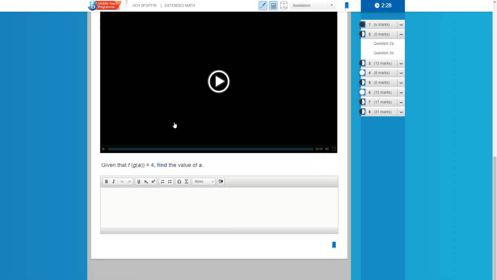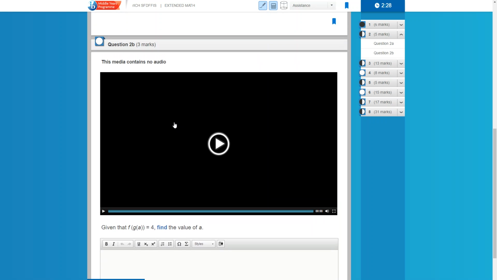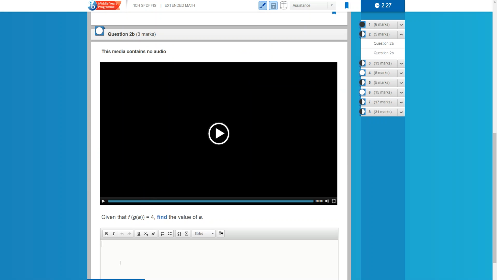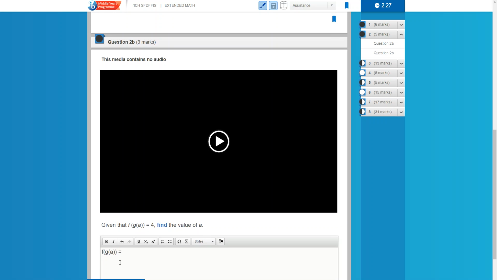Given that f of g of a equals 4, find the value of a. Right. What I'm going to do is, can I copy this? You have to use the command, Control C, so you underline it, then do Control C. It's not letting me highlight it, because that's like a picture. Right, so f of g of a.